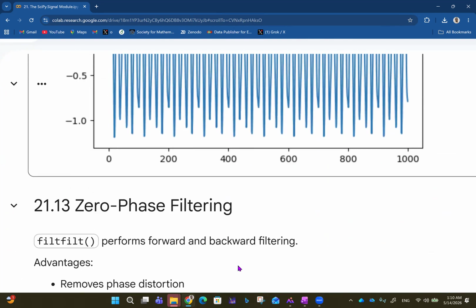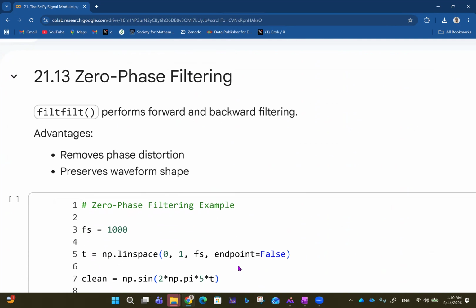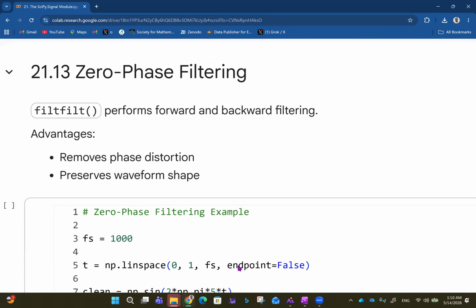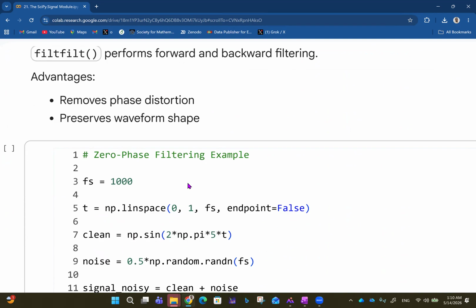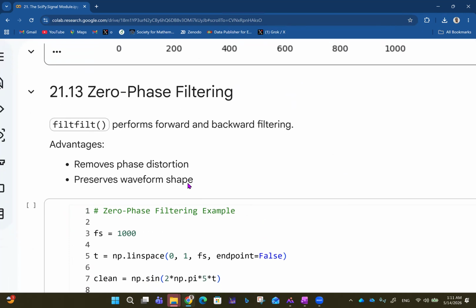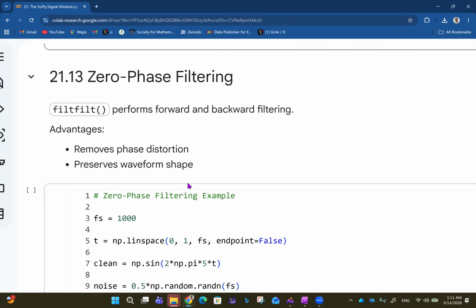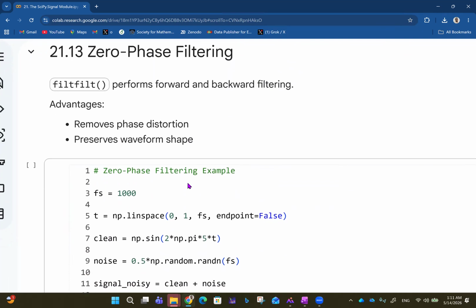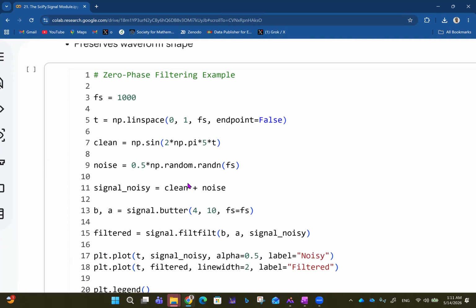Okay, then you have zero phase filtering. So filtfilt performs forward and backward filtering. Advantages: it removes phase distortion and preserves waveform shape. So, all this filtering we are talking about, right? Imagine you have a sound and there's a lot of noise in this sound. So this is actually what happens when you work on that kind of sound and you remove all the noise. So filtfilt performs forward and backward filtering, and the advantages include removing phase distortion and preserving waveform shape.